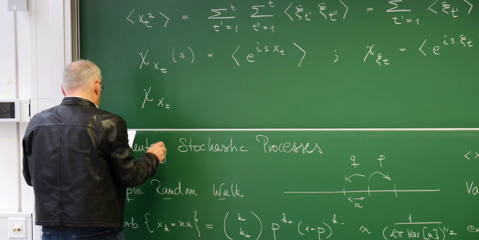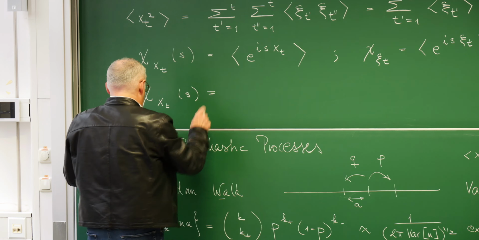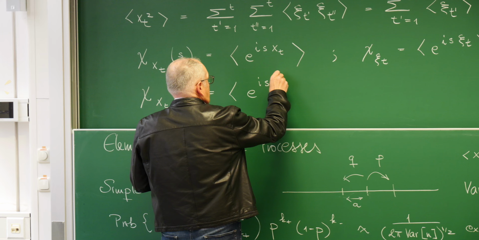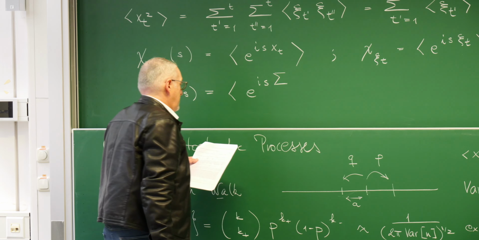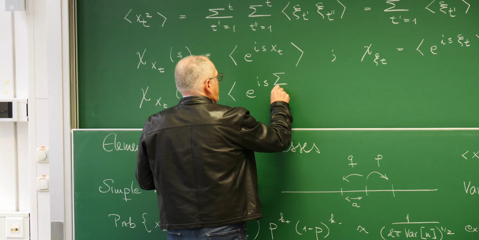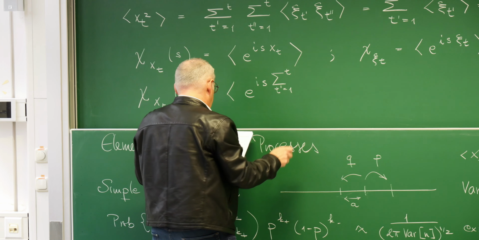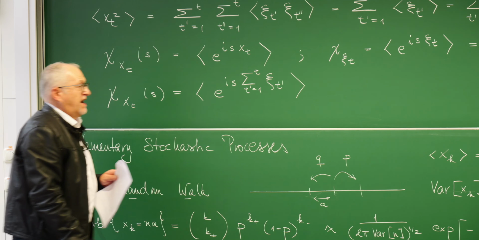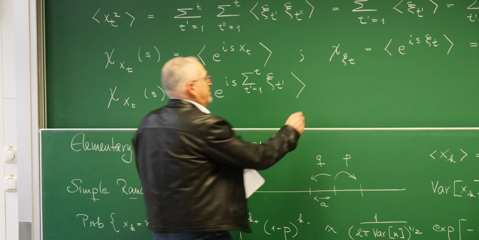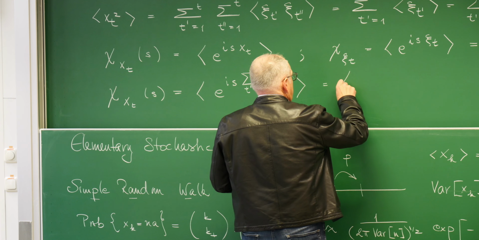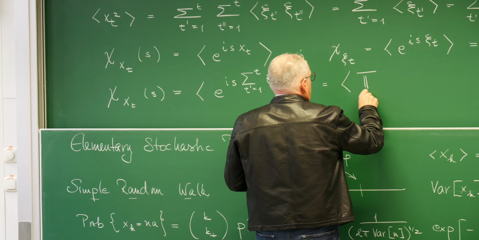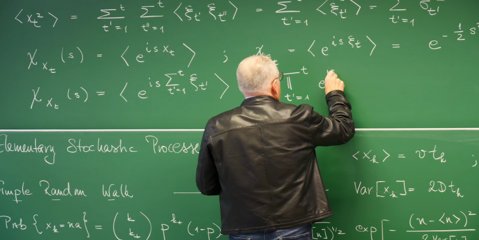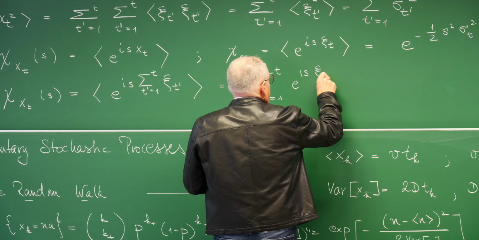Now let's use that result to calculate the characteristic function of the full stochastic variable. So I have to write in the exponent now a sum over all the different step sizes and take the average. Well, this is the same, and I'm now really explicit in what I do here. This is the product from t prime equal 1 to t, e to the i s psi t prime.